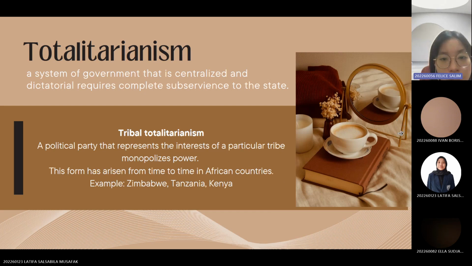The third one is tribal totalitarianism. A political party that represents the interests of a particular tribe monopolizes power. This form has arisen from time to time in African countries, and it's not always the major tribe that will be the one who monopolizes the power. But for example, in Kenya, politicians from the Kikuyu tribe long dominated the political system, and countries like Zimbabwe, Tanzania, Kenya, and other African countries use this kind of totalitarianism. Next slide, please.